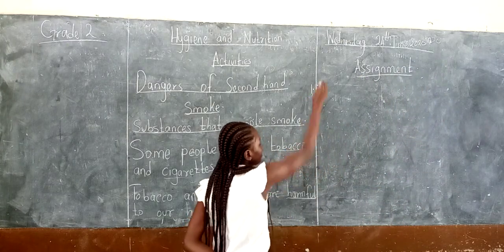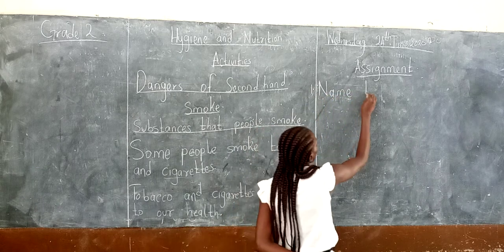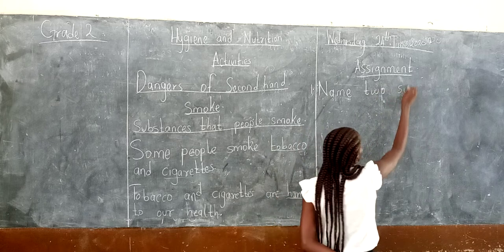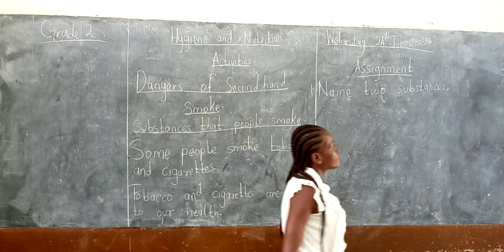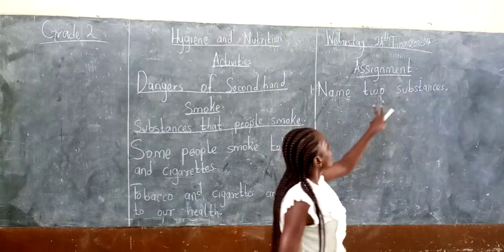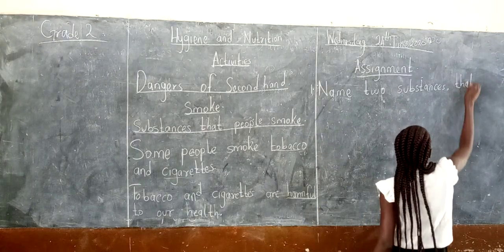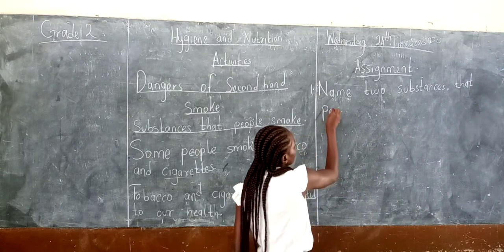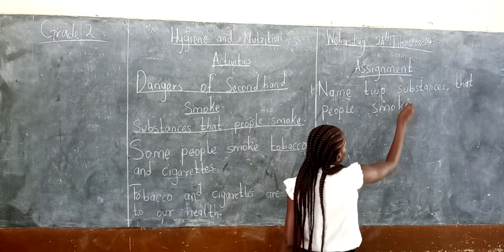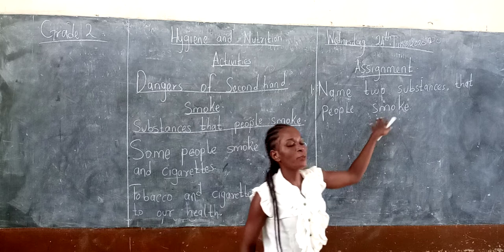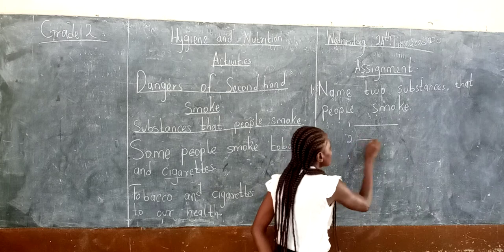Our first assignment: name two substances. Substances also means things. Name two substances or things that people smoke. Name two substances that people smoke. We are going to name the first one, then the second one.